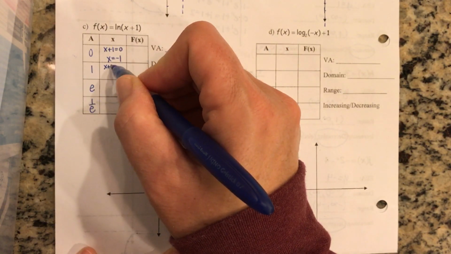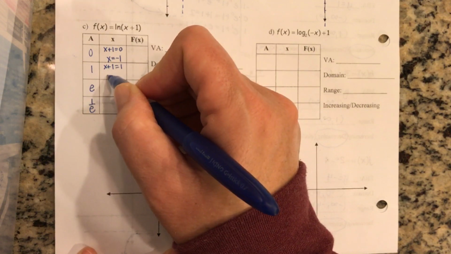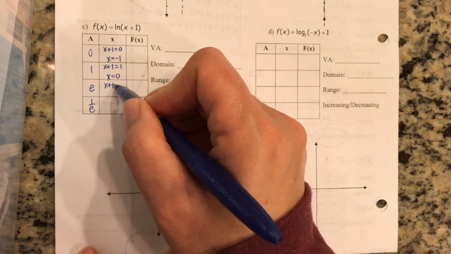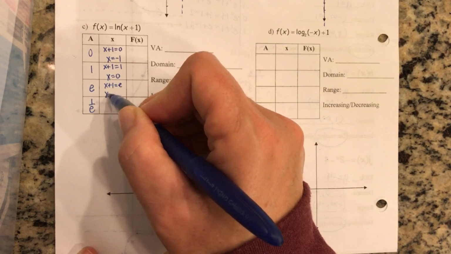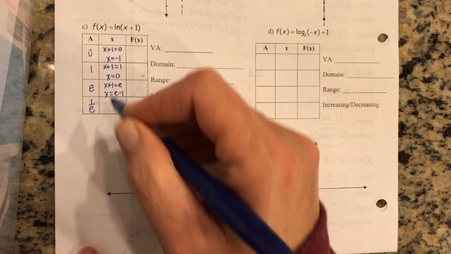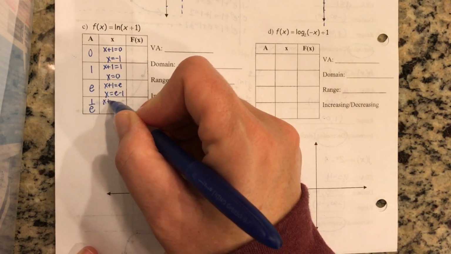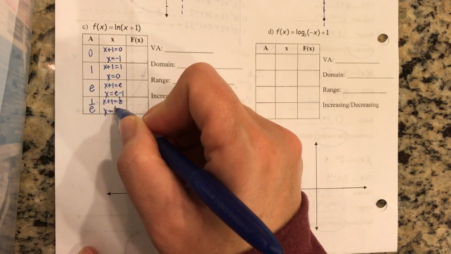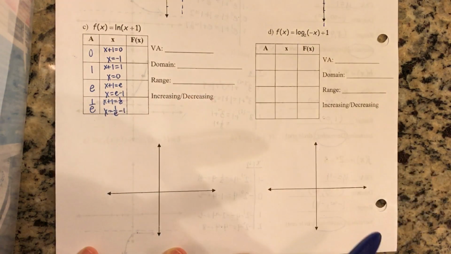It's going to take out some of the thinking. So it's x plus 1, we want it to equal 1, which means x must equal 0. Here we want x plus 1 to equal e, which means we need x to equal e minus 1. And then we want x plus 1 to equal 1 over e. So we want x to equal 1 over e minus 1.